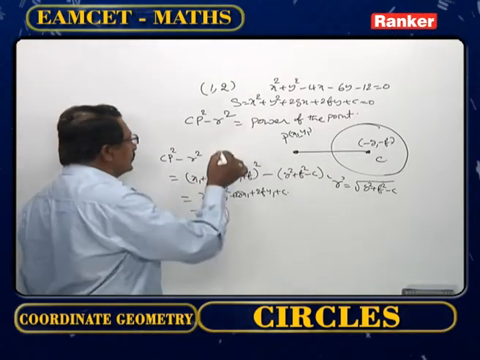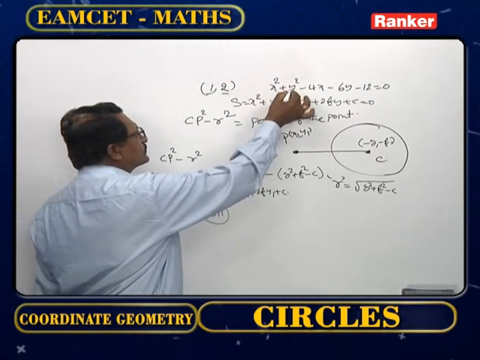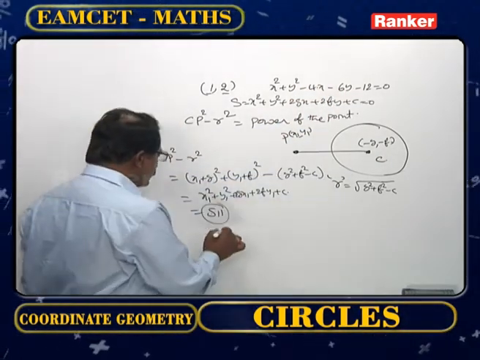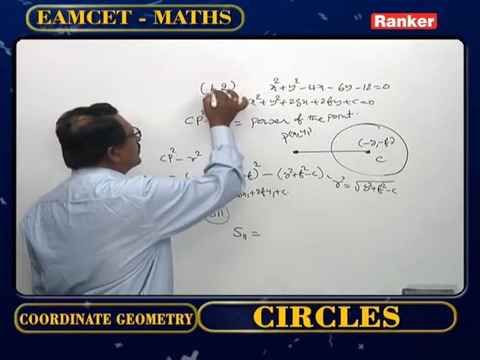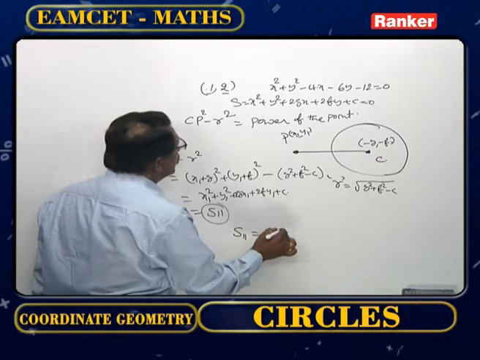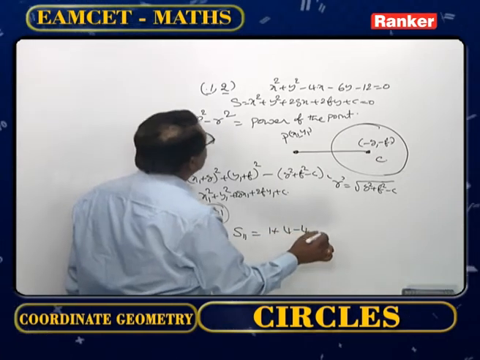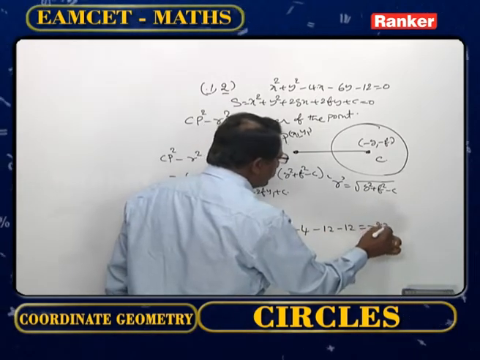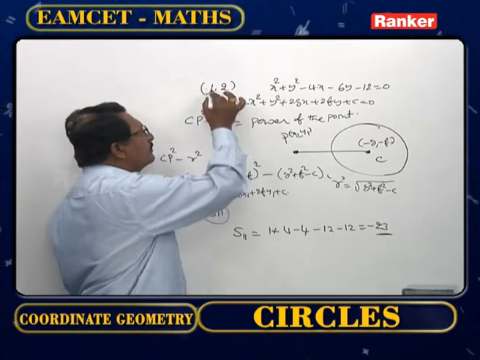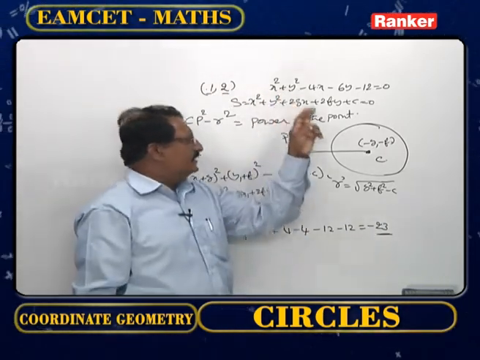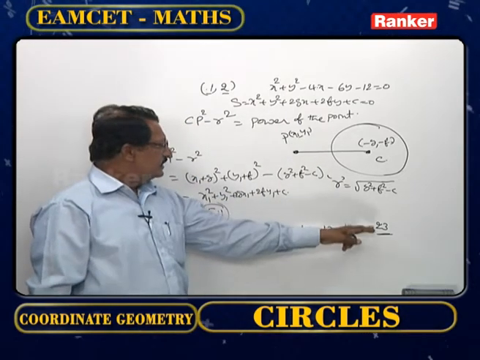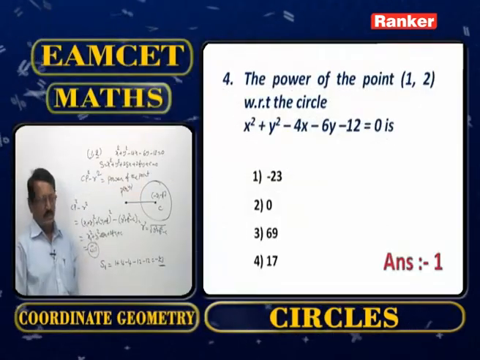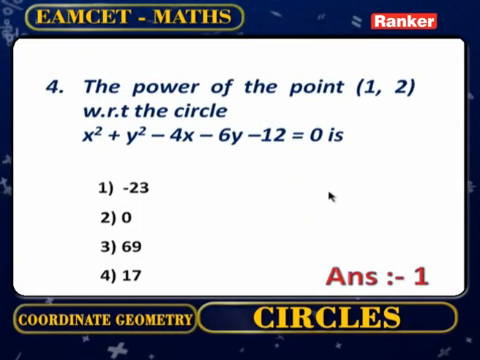Now the given point is (1, 2) and the given circle is x square plus y square minus 4x minus 6y minus 12 equals 0. S11, substituting the point (1, 2) in the equation of the circle, is 1 plus 4 minus 4 minus 12 minus 12, that equals minus 23. The power of the point (1, 2) with respect to the given circle is minus 23. Here S11 is less than 0, so the point lies inside of the circle. The answer is the first option.